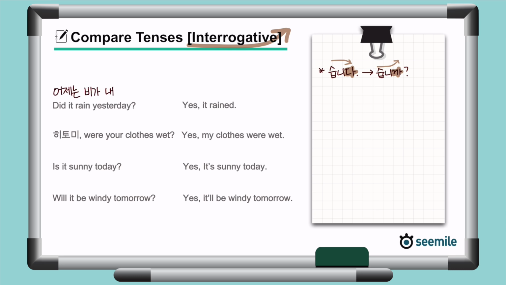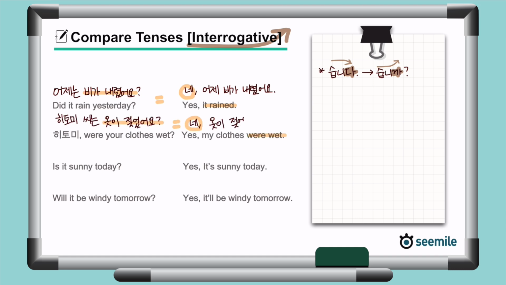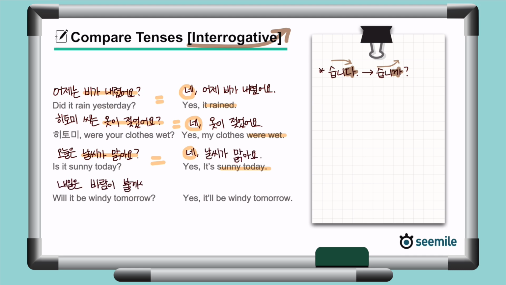어제는 비가 내렸어요? 네, 어제 비가 내렸어요. 히토미 씨는 옷이 젖었어요? 네, 옷이 젖었어요. 오늘은 날씨가 맑아요? 네, 날씨가 맑아요. 내일은 바람이 불까요? 네, 내일은 바람이 불 거예요.